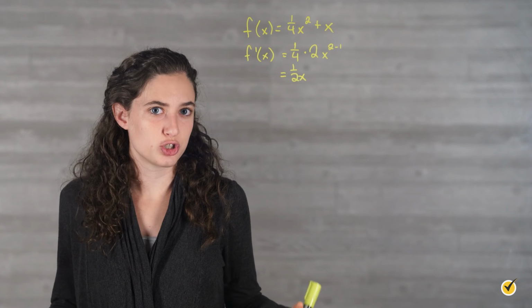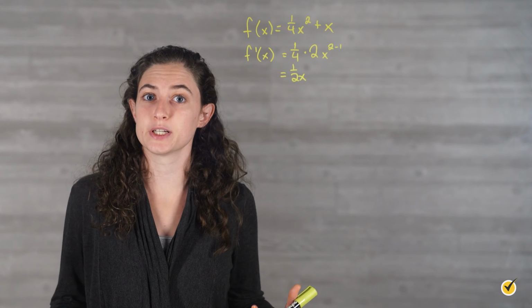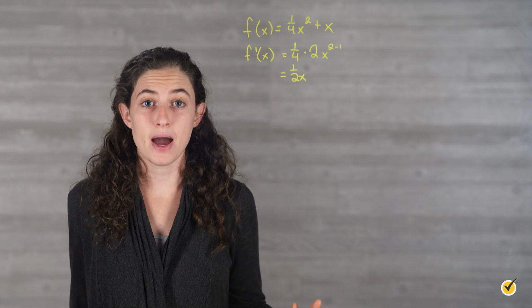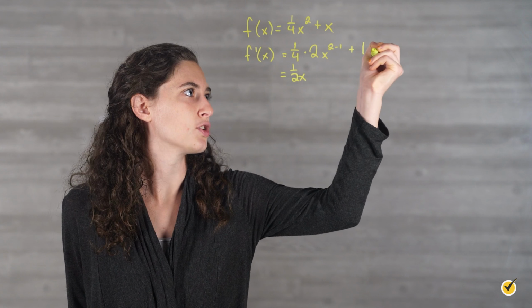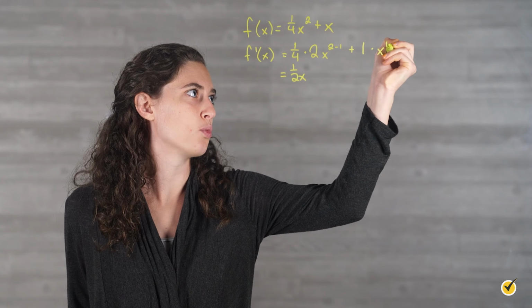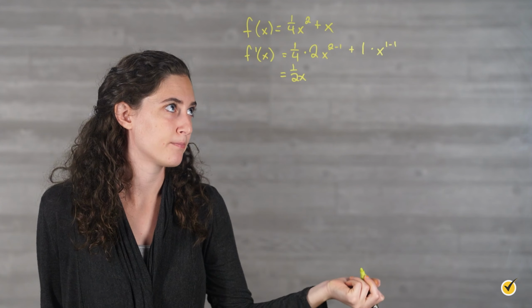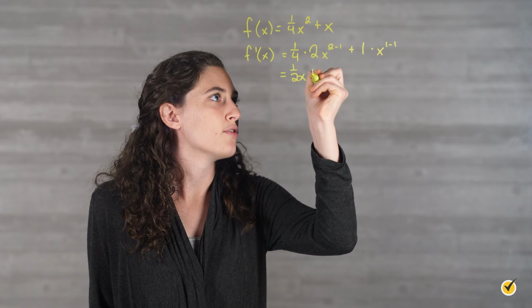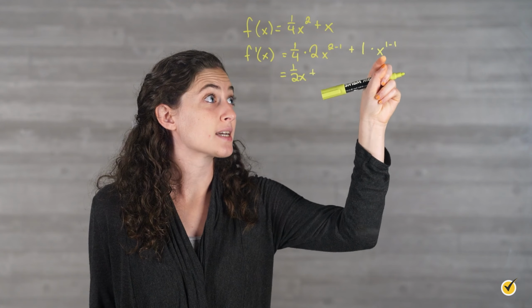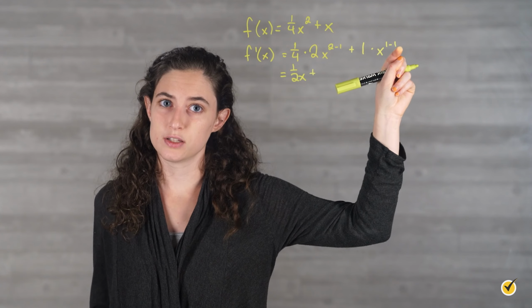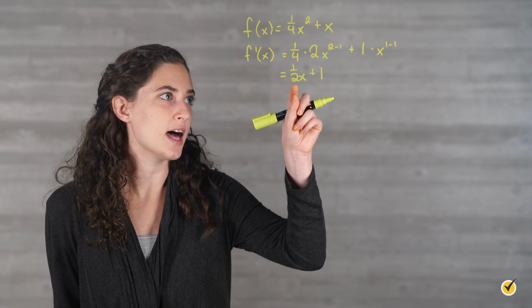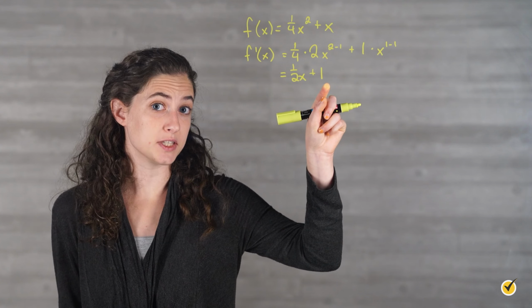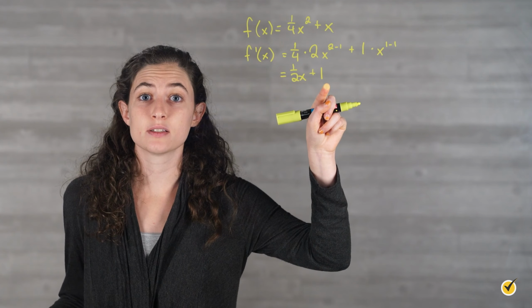Now the second term is just x, which is understood to be raised to the first power. By the power rule, we multiply this 1 in front of the x, so 1 times x to the 1 minus 1. So we'll have plus 1 times x to the 0, which is just going to be 1, so we'll have plus 1.